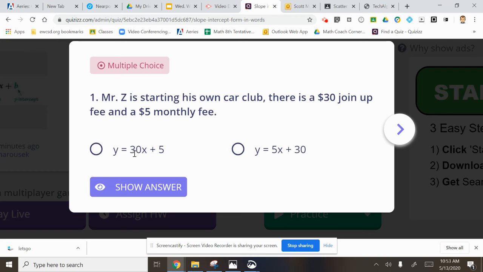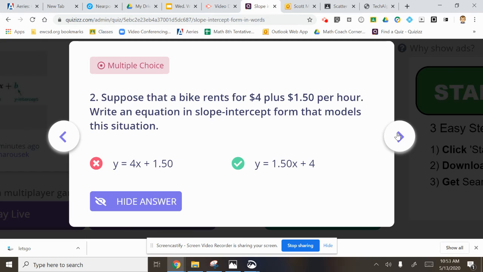See, I love the way this problem looks, because if you don't know what you're talking about, it's going to become very evident. I want to see good scores on these quizzes. I don't want to see you guys just guessing. That's trash. I want you to actually work. So, yep, $30 is here, join-up fee, plus $5 monthly. They could have put an M for that X. We're good? Cool. This is going to be your quizzes.